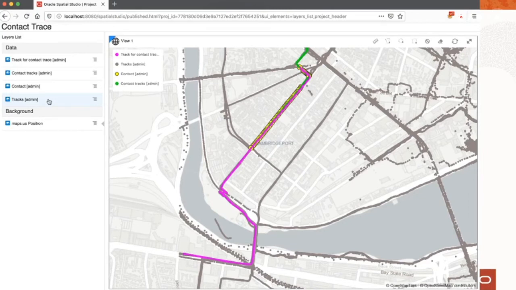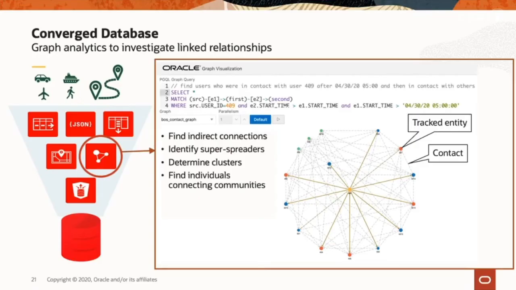user. So as we develop contact tracing results across our individuals or moving assets, we then leverage the Converged database to hand off from the spatial temporal analysis to the graph analytics, because they're part of the same Converged database environment. So we develop all the contact results across all of these entities, people, assets.